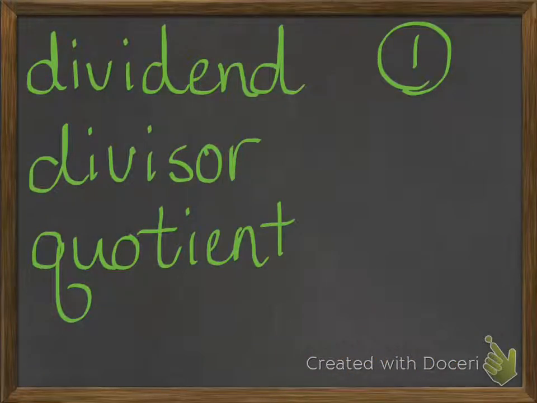Okay, now you should be done. If you haven't done 1 through 6, you need to go back and do those first before you look at the answers. So, number 1 was define dividend, divisor, and quotient. I'm going to just put a little bit of extra room there.